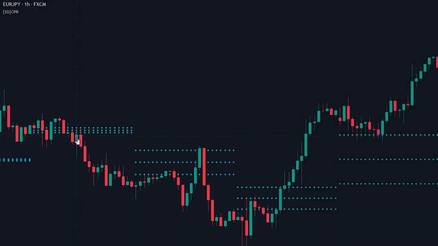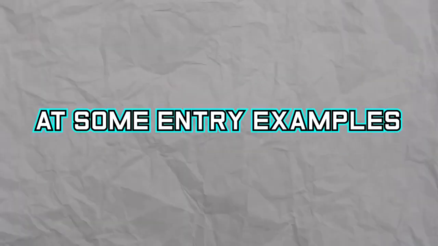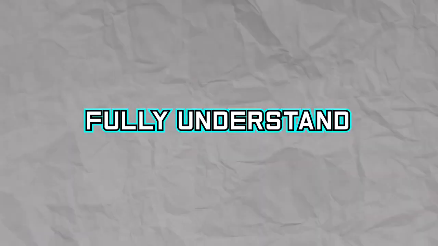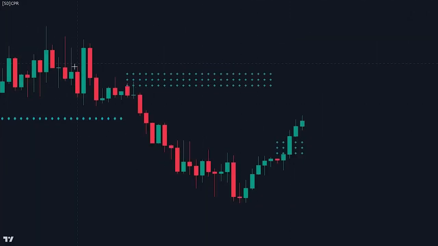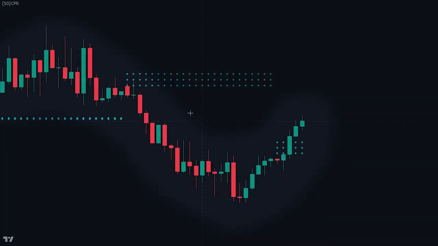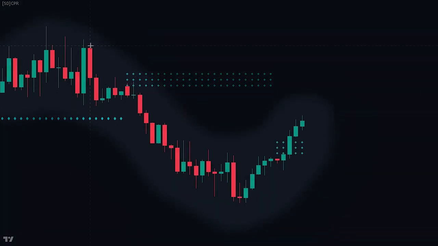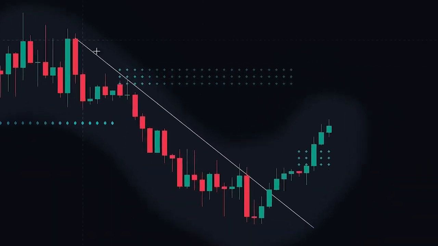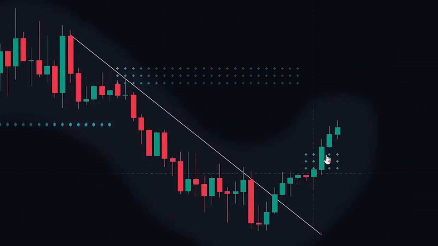Now that we know how we can use the CPR and pivot points to enter into positions, let's take a look at some entry examples so that you can fully understand how the CPR can be utilized. In this example, we see the following. First, we can see that the price action broke the previous market structure by breaking the bearish trend line. As you can see here, instead of making lower highs, the price made a higher high. This indicates that there is a high chance of a bullish reversal.